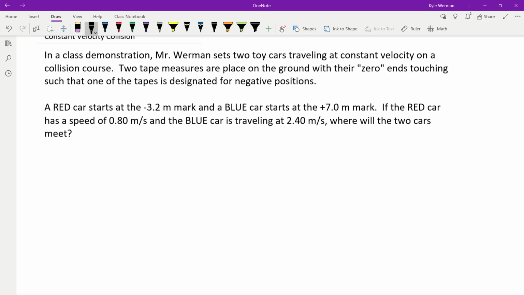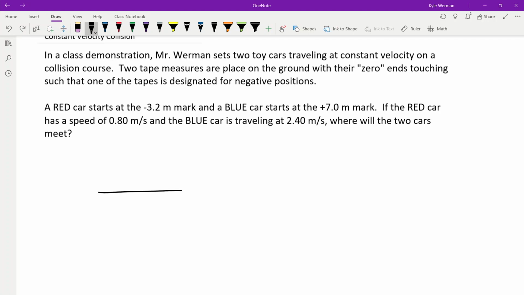at some point. And it's always helpful to draw a picture. So we have two positions. We have a negative 3.2 meters and a positive 7. Again, the signs are indicated with these values, right? And so we now have a convention that's given by the problem. So let's draw a number line.